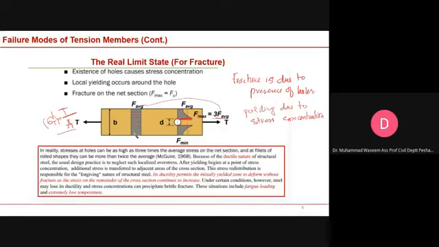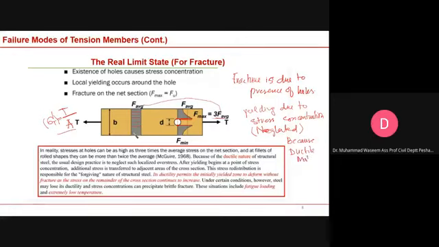Over here you will have stress concentration, and there will be yielding of the material. But this stress concentration is neglected. Why is it neglected? Because we consider steel as a ductile material.